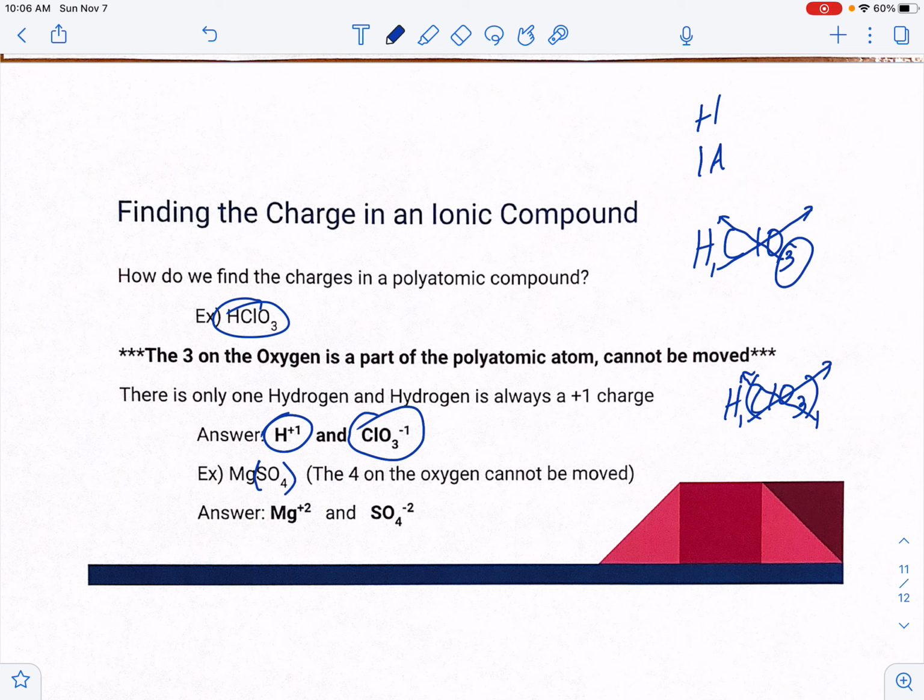If I have a magnesium and a sulfate, the first thing I can do is look on the periodic table and find magnesium is in group 2A, which means it's going to have a charge of plus 2. And sulfate is on my polyatomic list, and that's going to have a charge of minus 2. Again, this is where the reverse crisscross method can cause a little bit of confusion, when you're dealing with a reduced formula.